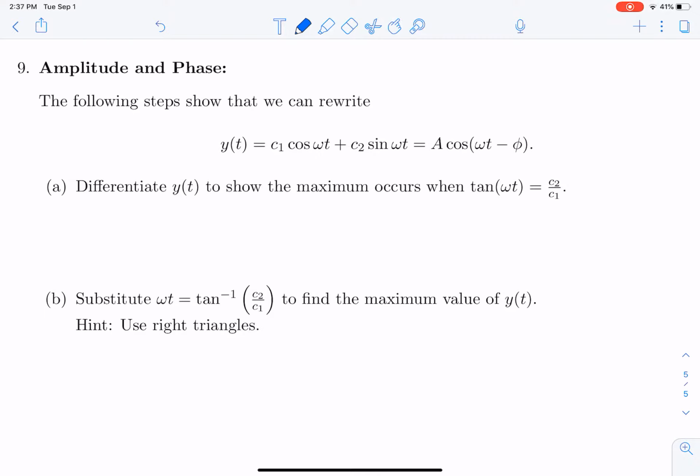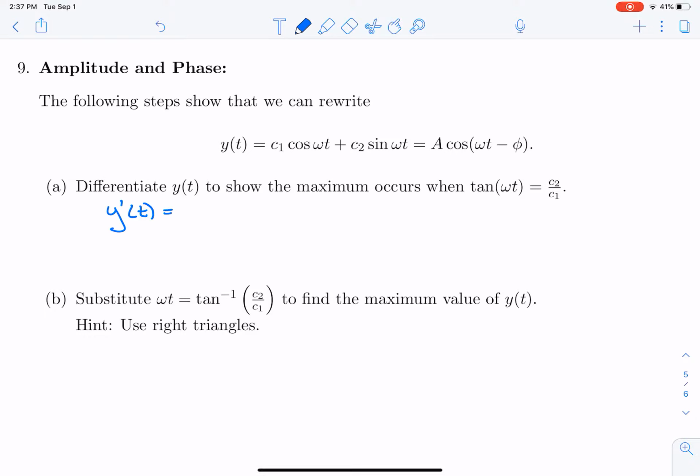First, we want to find out what the amplitude is, and to figure out what the amplitude is, why not figure out where the maximum of this solution curve is? Because the maximum, of course, is the same thing as the amplitude of our oscillation. So we're going to differentiate to find the maximum.